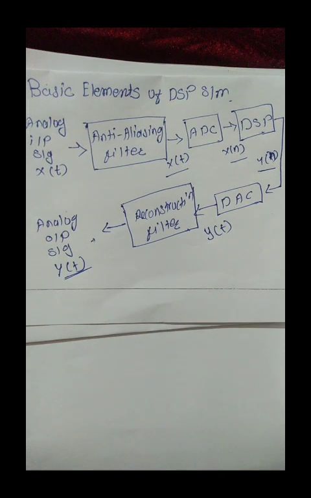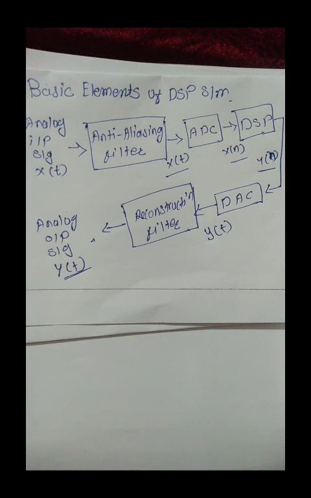Then the reconstruction filter. The output of the DAC might contain high frequencies due to the interpolation of the sinc function. These high frequencies are eliminated using the reconstruction filter, which is basically a low pass filter. So this is all about the basic elements of DSP.